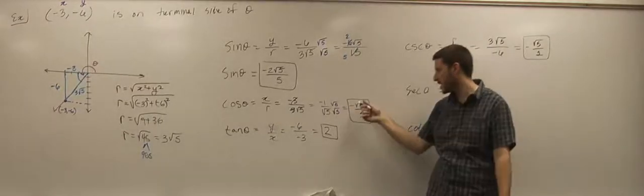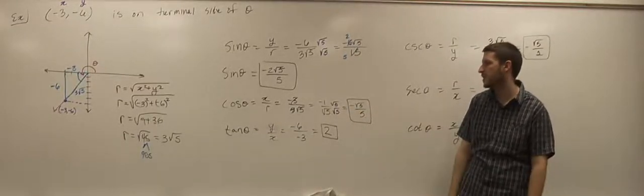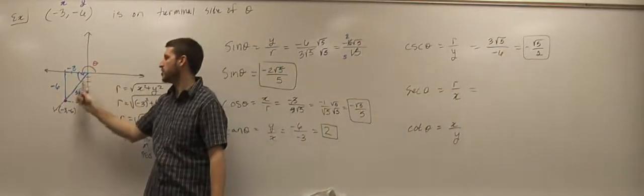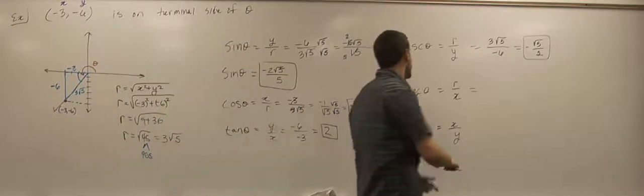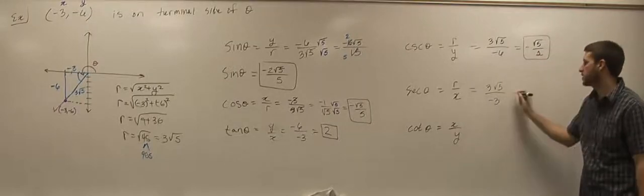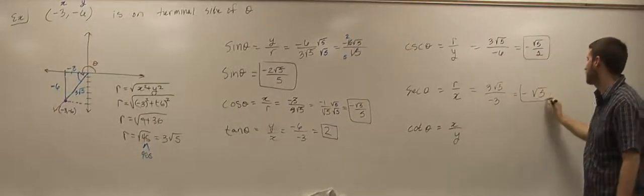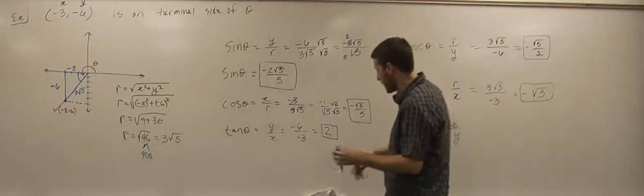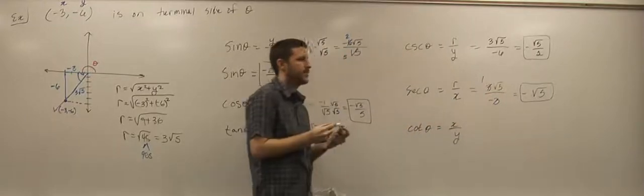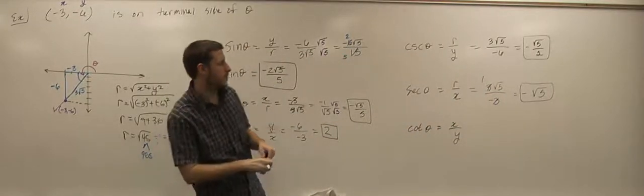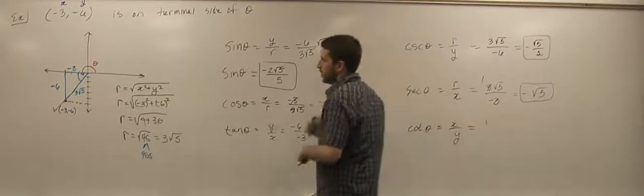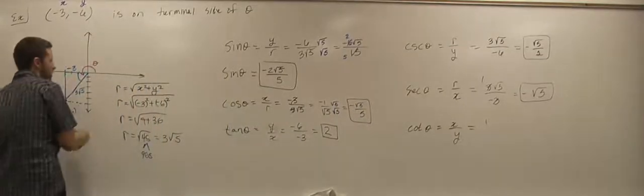Same thing with secant. If I flip this guy, I'm going to have to rationalize again. So instead, flip the guy that has the root on the bottom, or come back to your original and do r over x. So 3 root 5 over negative 3 is r over x. The 3 over 3 cancels to 1. You don't even need to write that, but you do need to write the negative. That comes out in front. Doesn't go away. Cotangent will be negative 3 over negative 6, or 1/2.